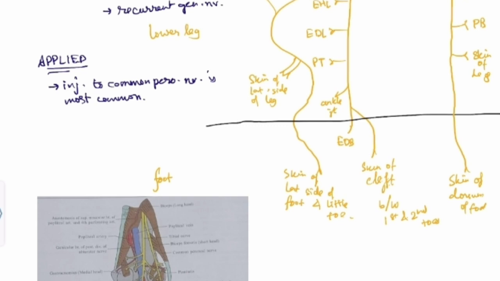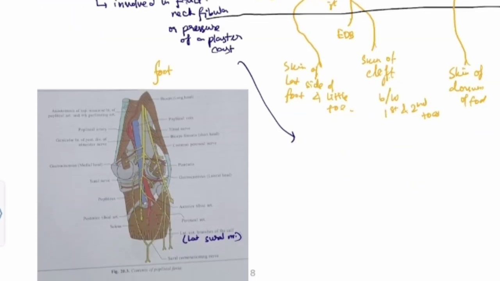There will be foot drop. Very important. I'm coming to it. We'll understand, very easy to correlate. Yes, most common. How is it involved? Involved in fracture of the neck of fibula, or pressure of a plaster cast going over from here to here.